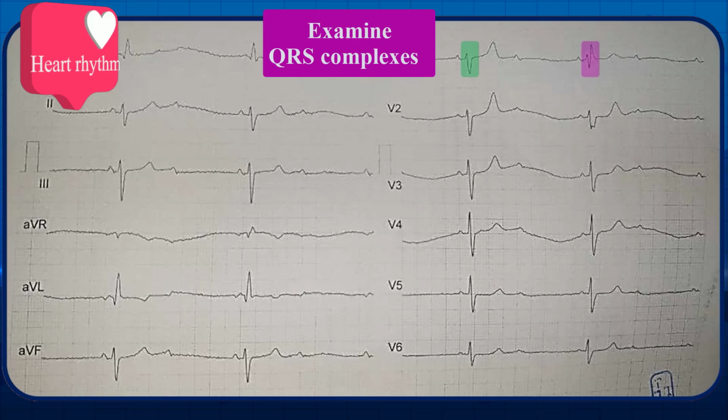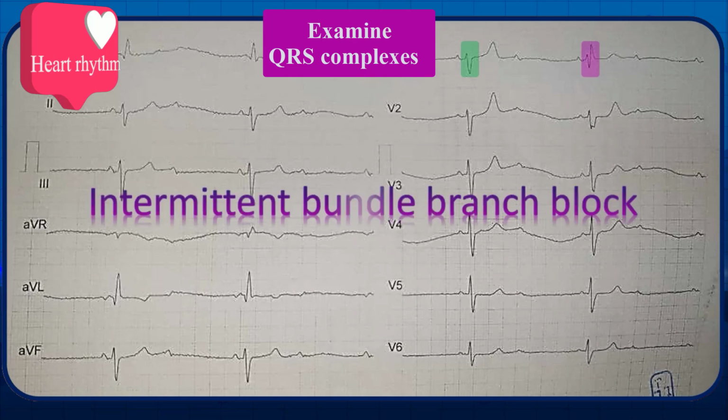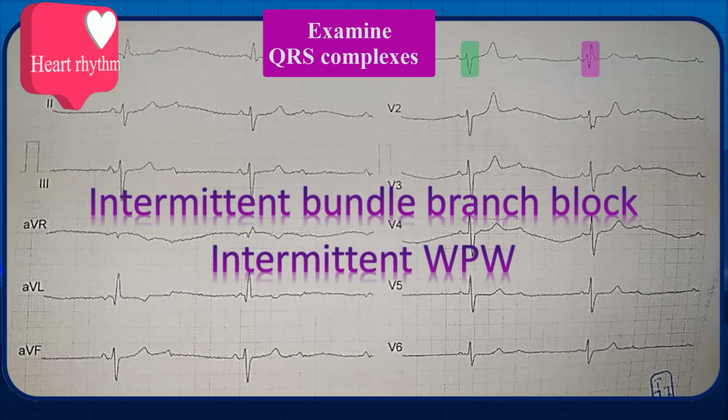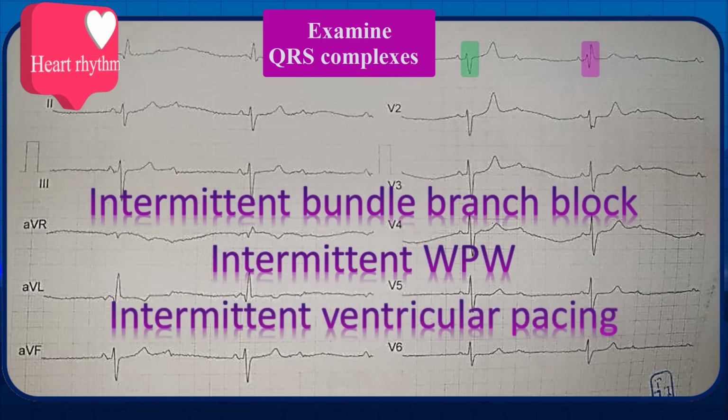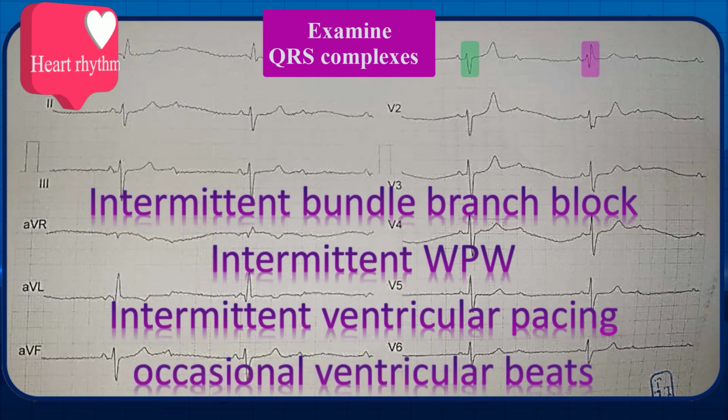Remember that, when there is intermittent broad QRS complex, 4 main differential diagnoses must be considered. 1. Intermittent bundle branch block. 2. Intermittent WPW. 3. Intermittent ventricular pacing. And 4. Occasional ventricular beats. In this case, the P-wave is very helpful in distinguishing these 4 differential diagnoses.